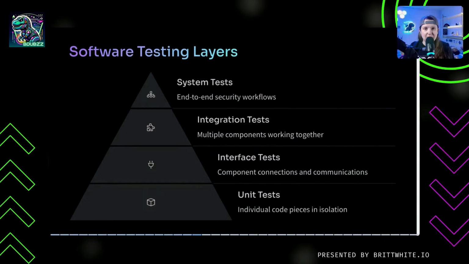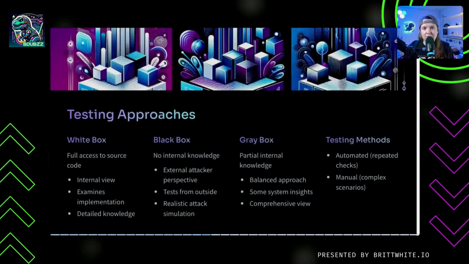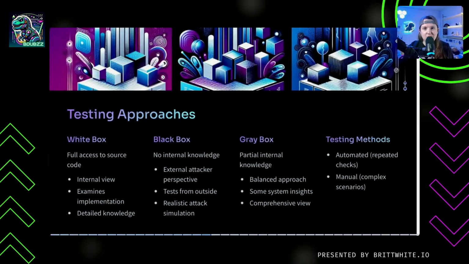Think about building a secure car. You start by testing individual components, like door locks, that's unit testing. Then you verify how locks connect to the car's security system. Well, that's interface testing. Then you make sure the entire security system works together. That's integration testing. And then finally, you test the complete vehicle security as a whole. That's system testing. Now, there's a few different testing approaches available to us. Each one gives a unique way to evaluate our systems.